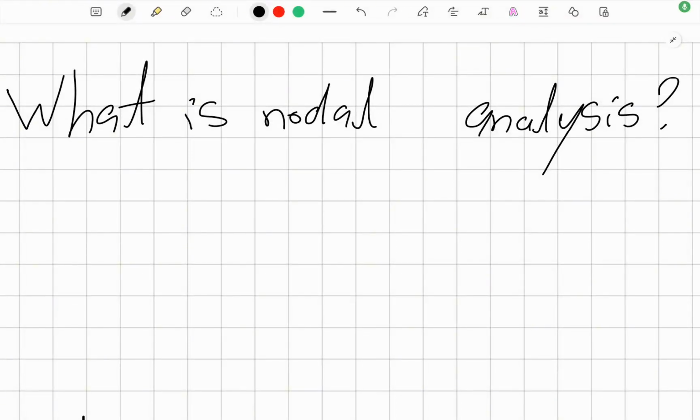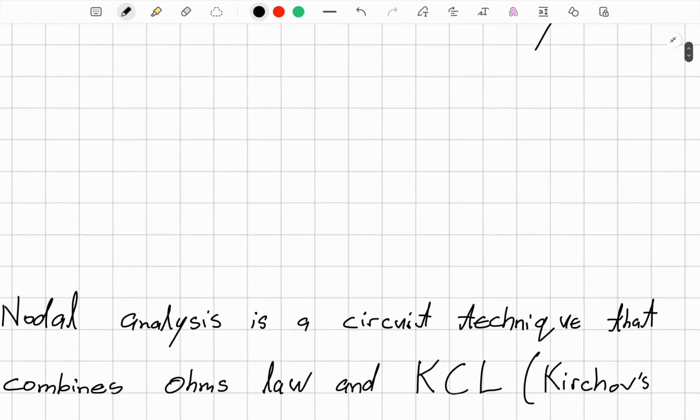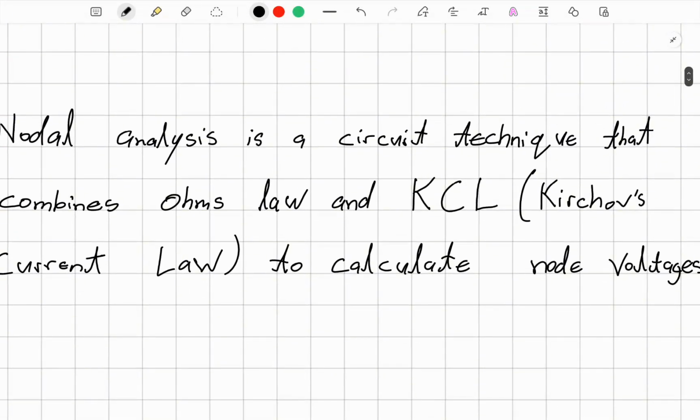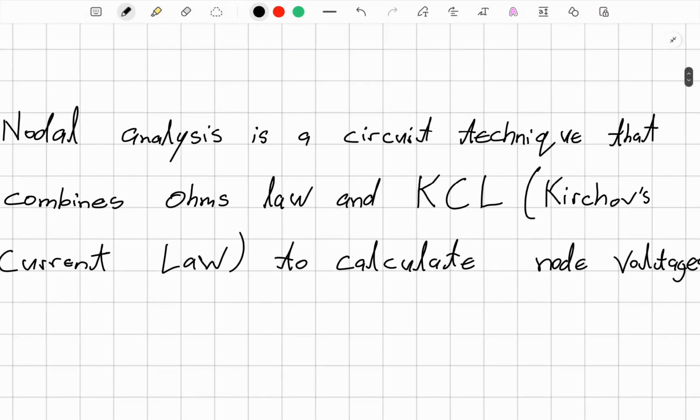Hello everyone. Today I'm going to be explaining the technique nodal analysis, and I'm actually going to be teaching the fastest way to write the nodal equations for nodal analysis. So let's get started. So what is nodal analysis? Well, nodal analysis is a circuit technique that uses KCL and Ohm's law to calculate node voltages.